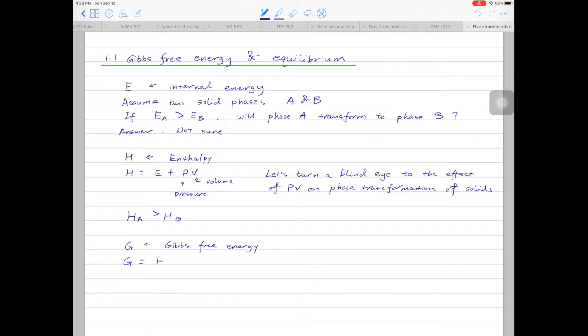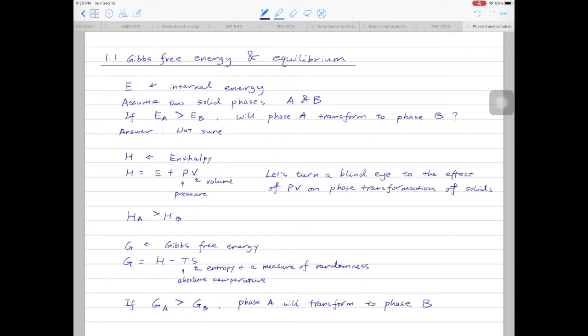Gibbs free energy is defined as H minus ST, where H is the enthalpy, T is the absolute temperature, S is entropy. Entropy is a measure of randomness. You may have learned the concept of entropy in thermodynamics class, and you have learned the overall entropy is always increasing in our universe. Now, equipped with the concept of Gibbs free energy, we can predict whether phase transformation will happen. If the Gibbs free energy of phase A is greater than the Gibbs free energy of phase B, then phase transformation will spontaneously take place.